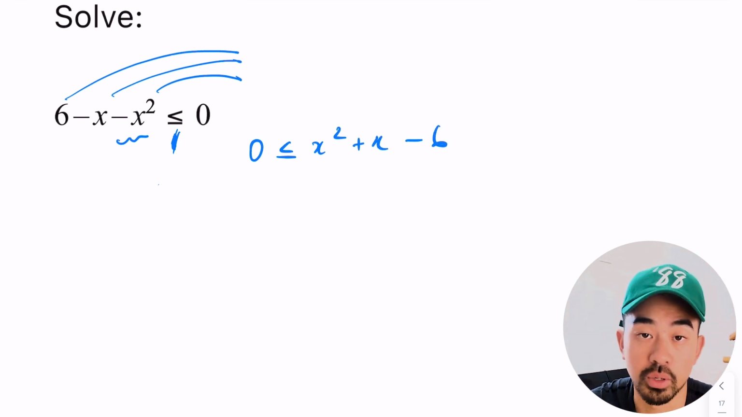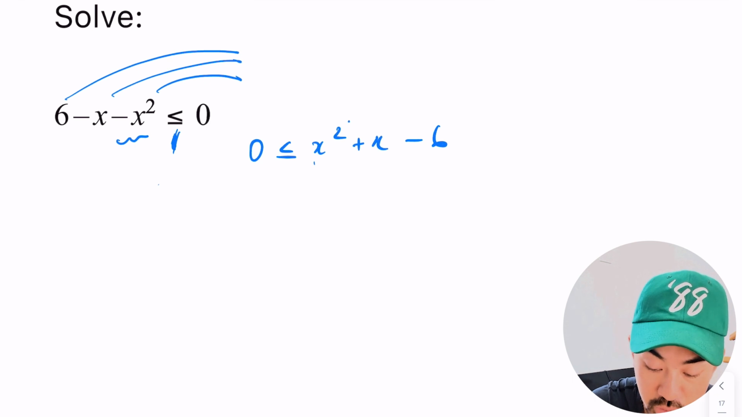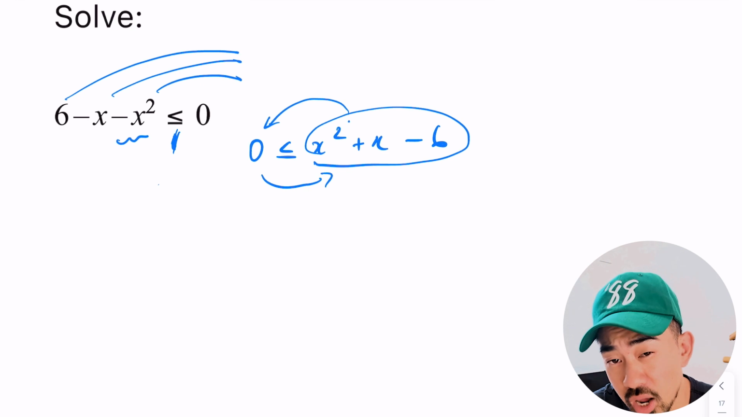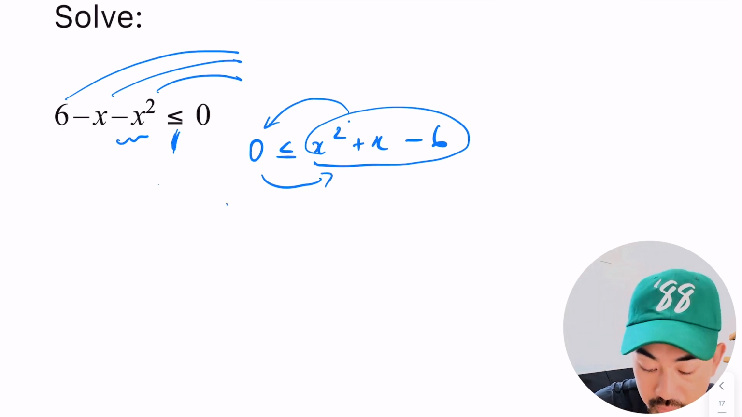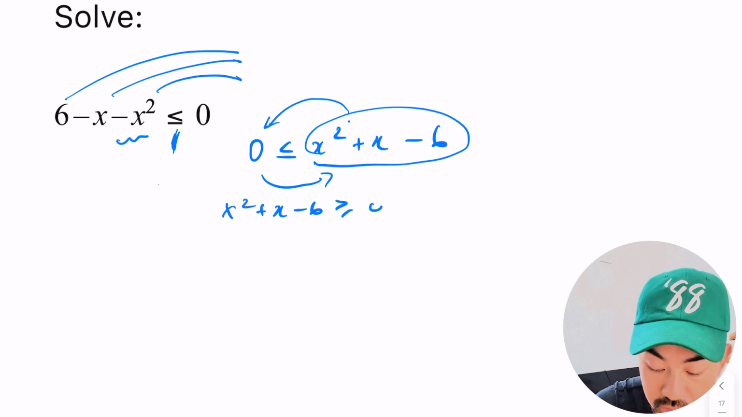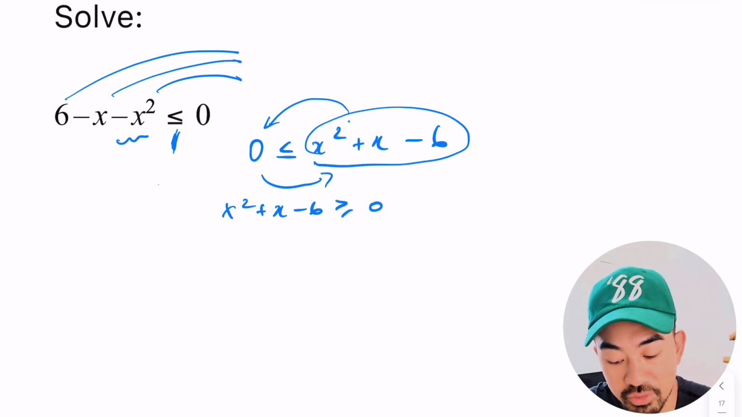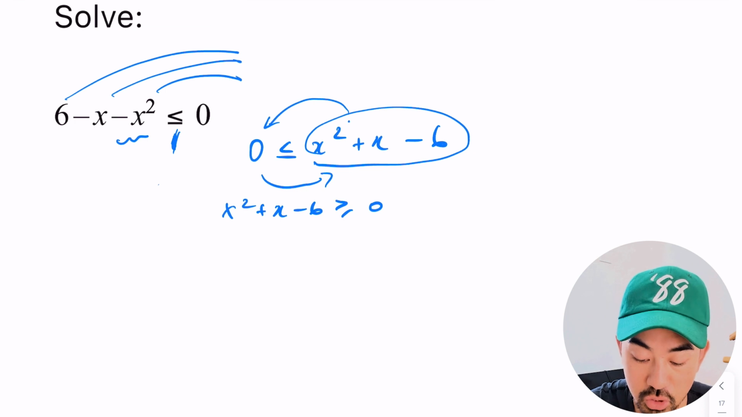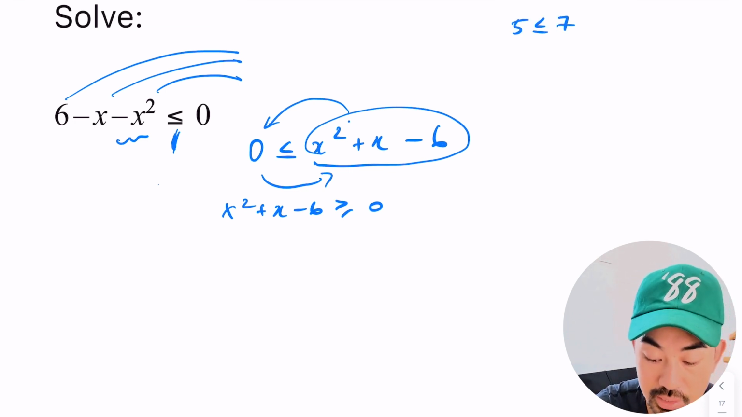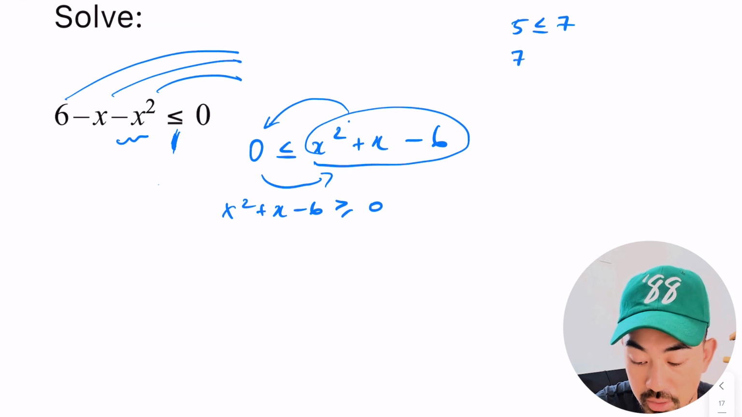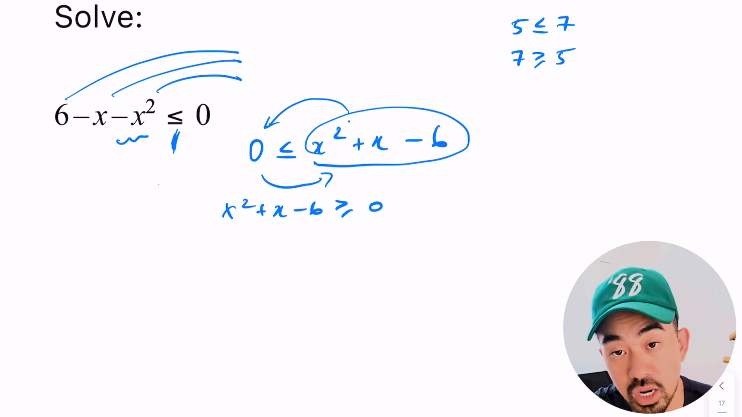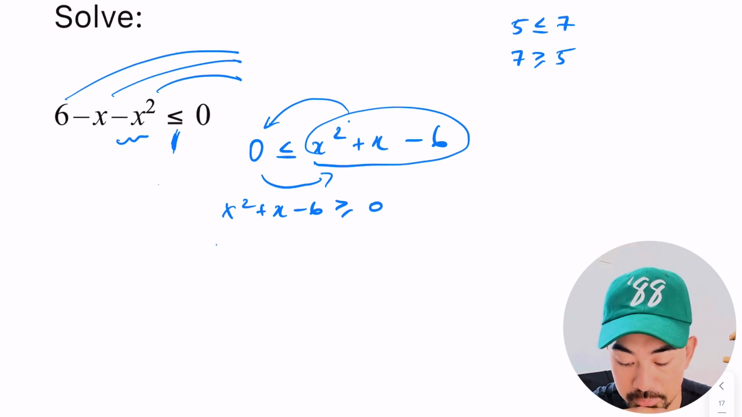Now I want it in the form like the questions before. So what I'm going to do is I want to switch this position with the 0. And because I do that, I also need to flip the sign. So it's not going to be less than. x squared plus x minus 6 is now greater than or equal to 0. Okay. Now, if that confuses you a little bit, just use a little test to show yourself that's true. So for example, I know that 5 is less than or equal to 7. But if I change the order to be 7 and 5, I know that 7 is greater than or equal to 5. So I need to change those inequalities.